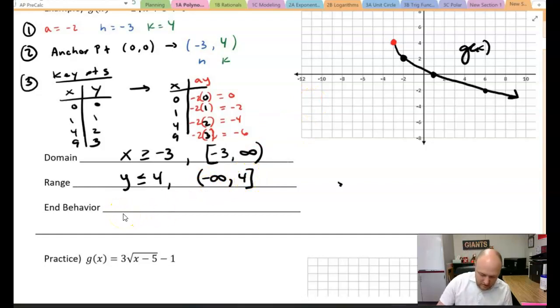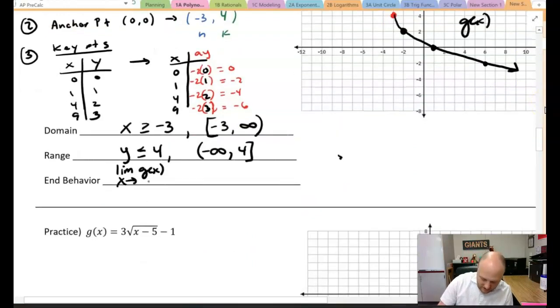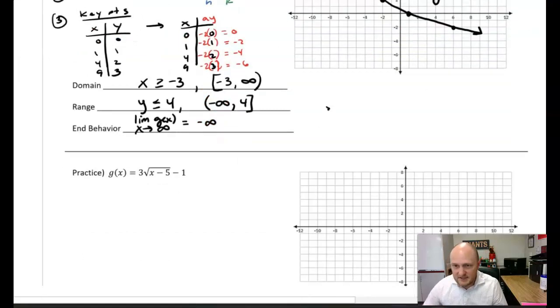End behavior, please write a limit notation. So this is the limit of g of x as x goes to, and we're just looking at the end where it's curved. So notice it's right side going down. So the limit as x is going to positive infinity is negative infinity. Okay, so there is example 1.